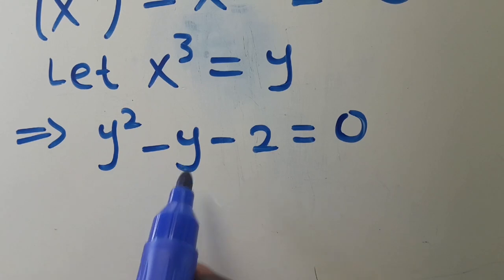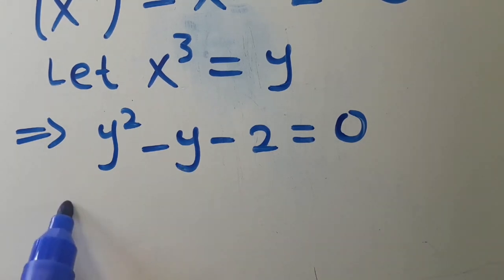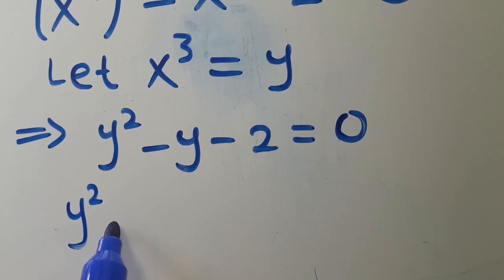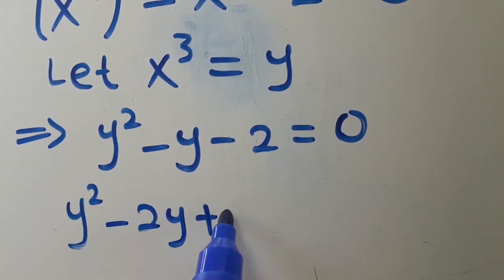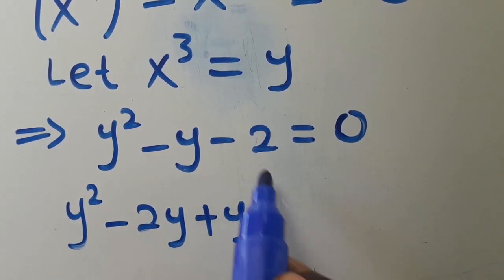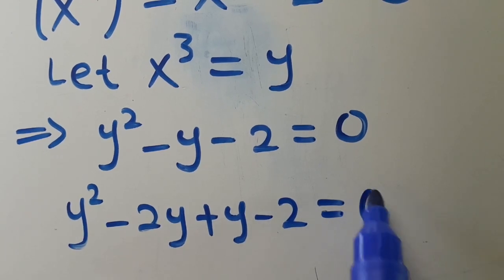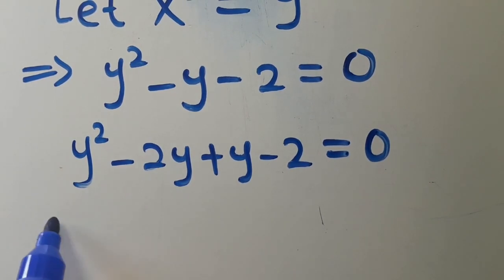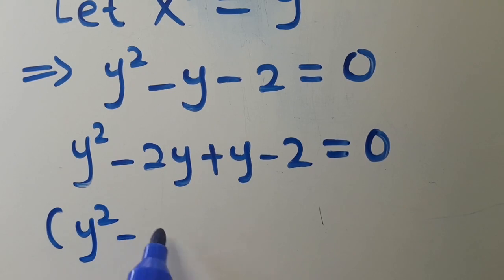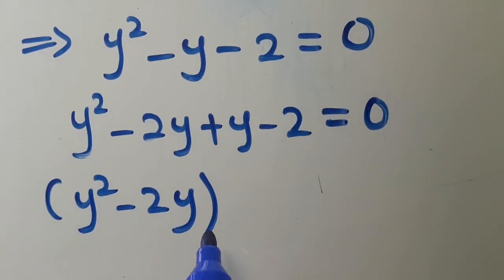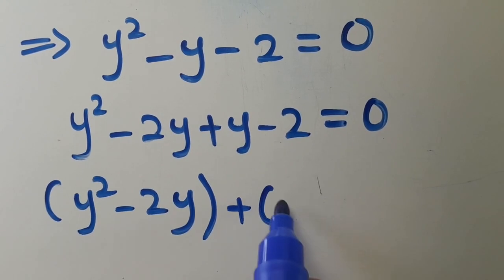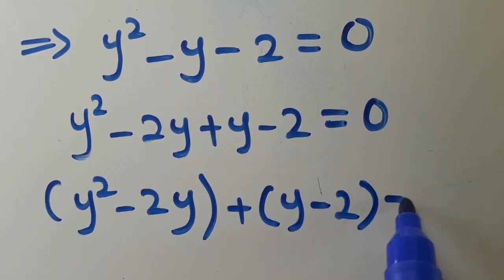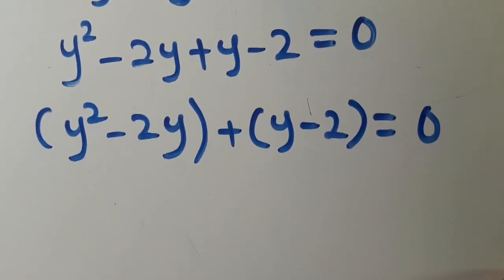Then let's do some manipulations. Here we have y squared. When we have minus 2y plus y, minus 2y plus y will give us minus y. Then we have minus 2 equals 0. Now let us group this together as y squared minus 2y. Let's group this as y minus 2. Then we should let everything equal 0.